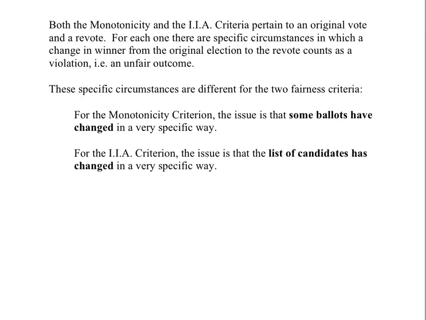So what are these specific circumstances that the two criteria are so concerned with? For the monotonicity criterion, the issue is that some ballots have changed in a very specific way, whereas for the I.I.A. criterion, the issue is that the list of candidates has changed in a very specific way.